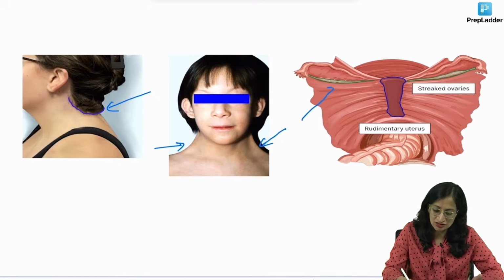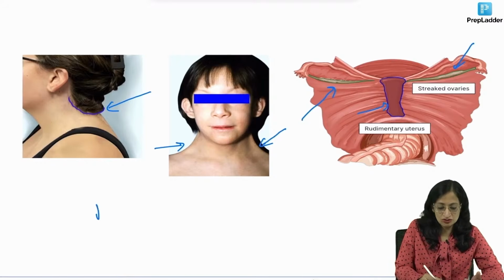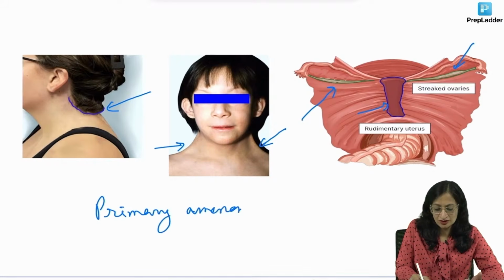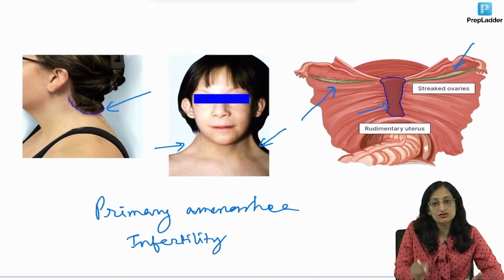And you have streaked ovaries and rudimentary uterus. So these individuals also have primary amenorrhea and they are infertile. So there is infertility. Turner syndrome, we said, is always seen in females.